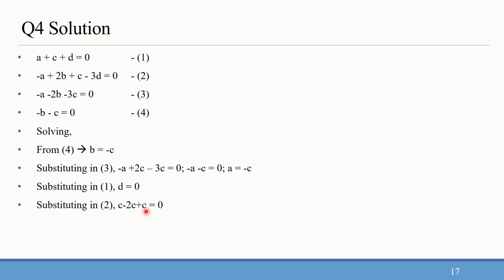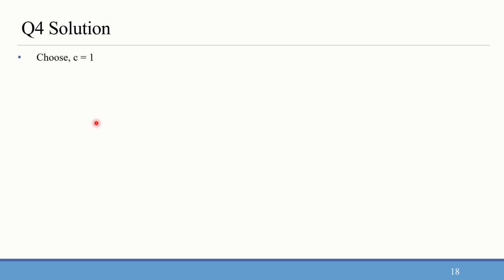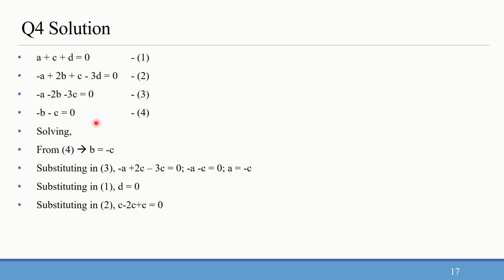So what we can do is, after getting D as 0, if we substitute back in the equations, we will be having A plus C equal to 0, minus A plus 2B plus C is equal to 0, minus A minus 2B minus 3 is equal to 0, minus B minus C is equal to 0. So again it becomes, what happens?